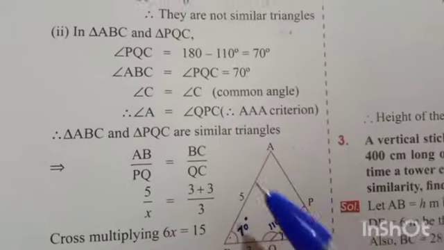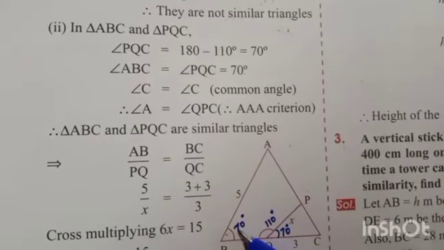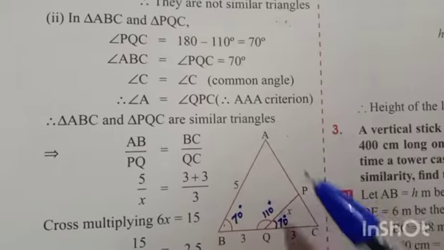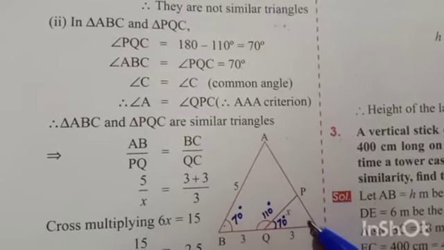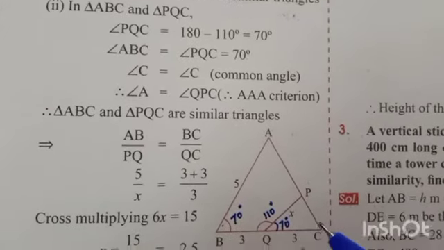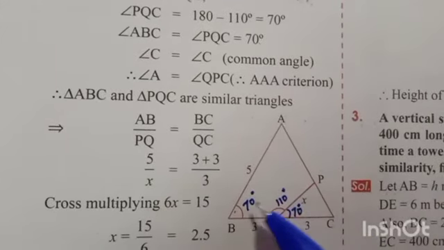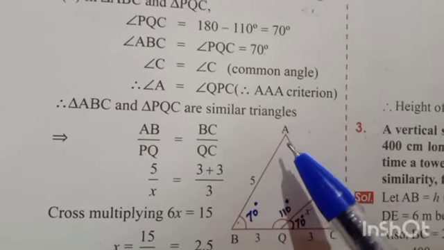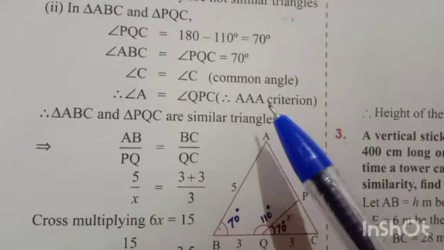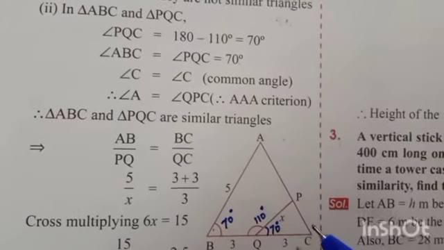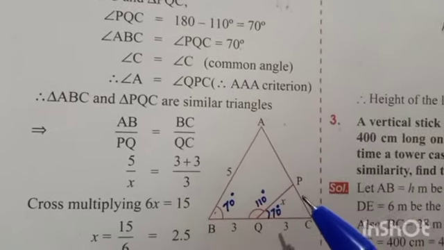So now two angles are equal. Angle B and this angle, these two are equal, and angle C is common. So two angles are equal. In the last class you learned that if two angles are equal, automatically the third angles are also equal. So we have to apply the AA criterion. So these two triangles are similar, and we have to apply the similarity rules.